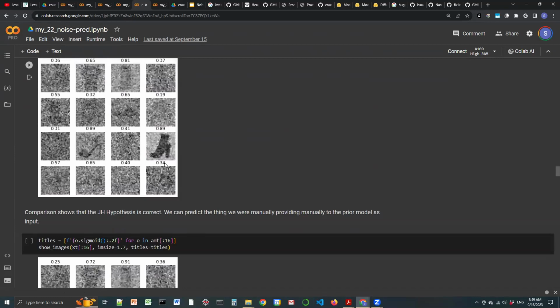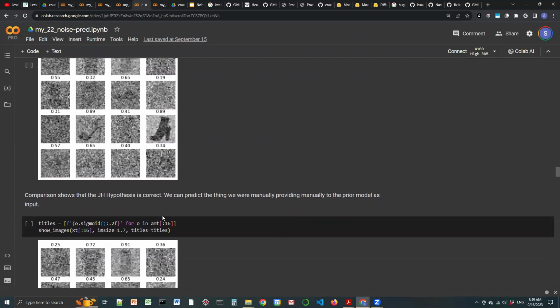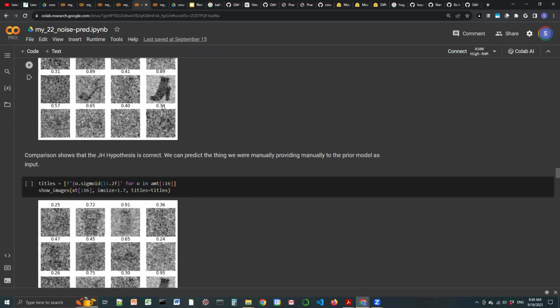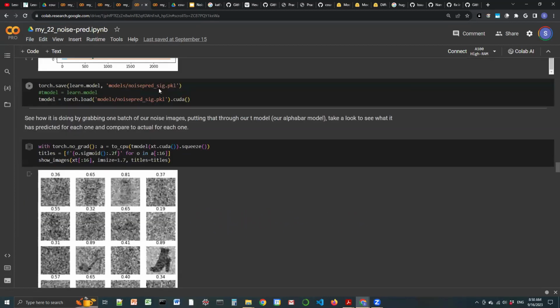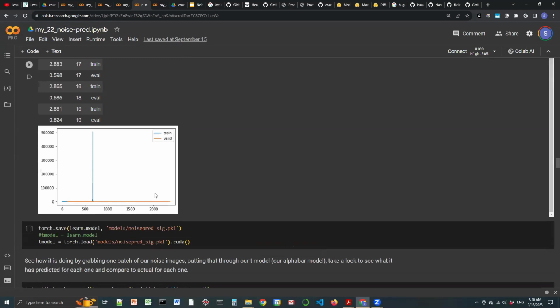And again, I keep repeating, but it's important to keep in mind that in his pictures, if you go back and look at his notebook, the delta between what it predicts and what it has as the actual is much less than what I see here. So already our network is performing far worse. And I think that has something to do with the instability in the training.